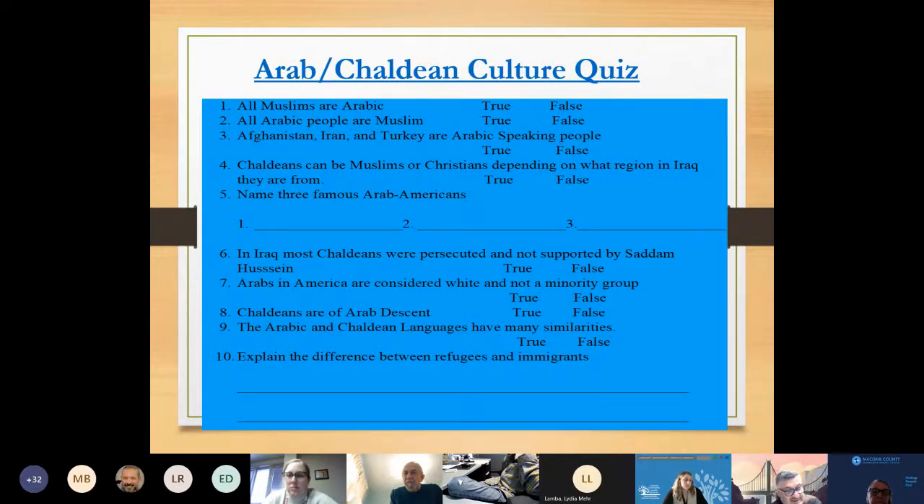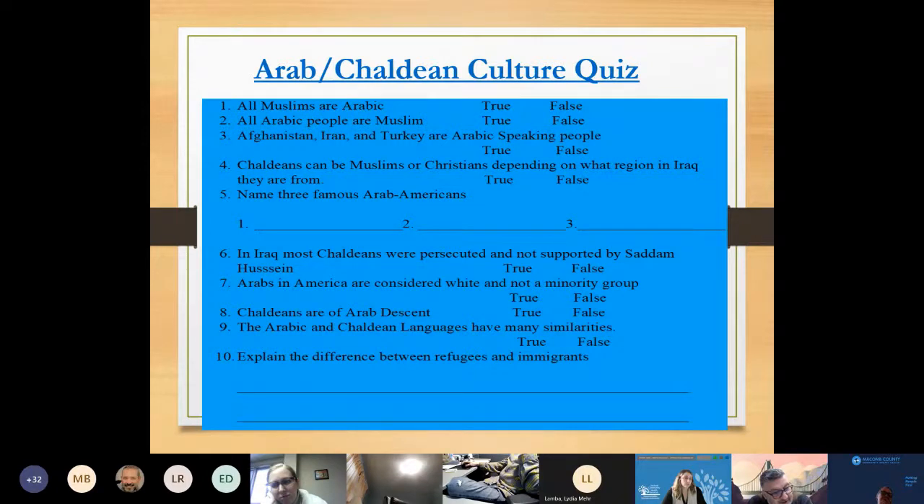All right. In Iraq, most Chaldeans were persecuted and not supported by Saddam Hussein. True? I think so. False, actually. False, okay. This is false because many were supported by Saddam. Well, this could go both ways. But if you made a mistake, you are gone, whether you are Muslim, Christians, Baha'i, no matter what, you are just executed. We know how brutal he was, using nuclear on his own people. And there were cemeteries by the groups that were buried because of that.